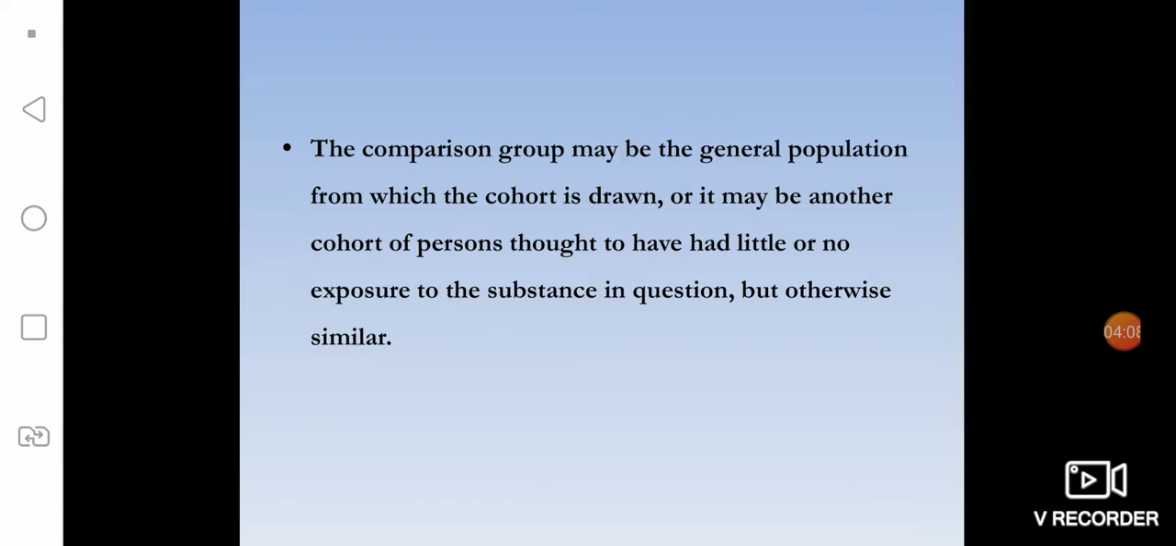Now the comparison group may be from the general population from which the cohort is drawn, or it may be another cohort of persons thought to have had little or no exposure to the cause in question, but otherwise similar. That means these people should also be very similar except for the cause which we expect to be the causative factor for that particular outcome.